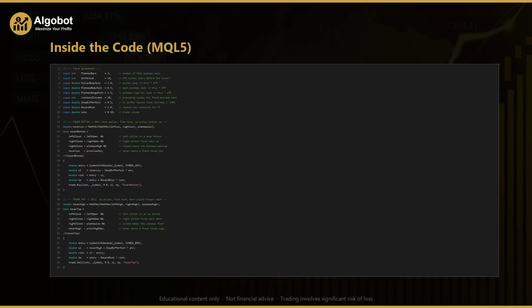Let's read this the way we would inside MetaEditor. At the top are the input parameters. PlateauBars sets how many quiet bars form the base, defaulting to 3. ATR period defines the volatility window.